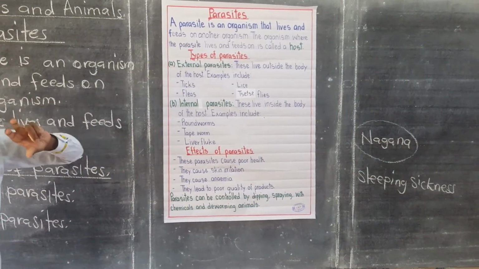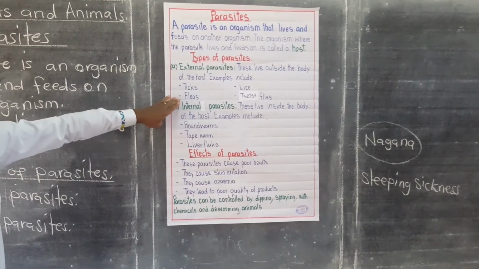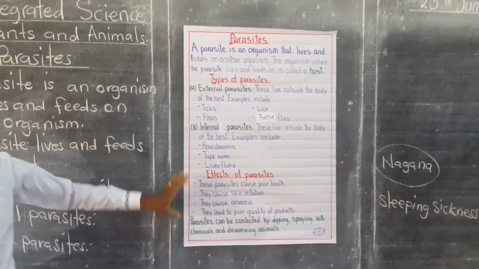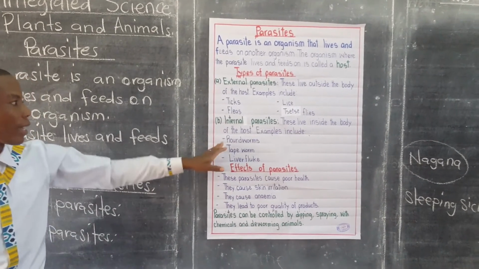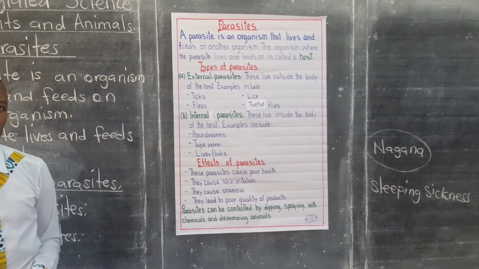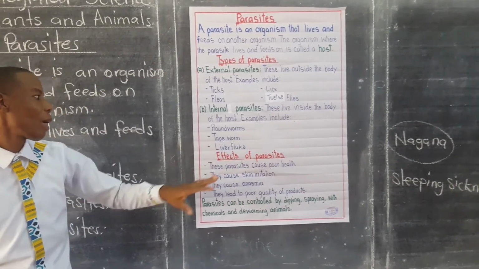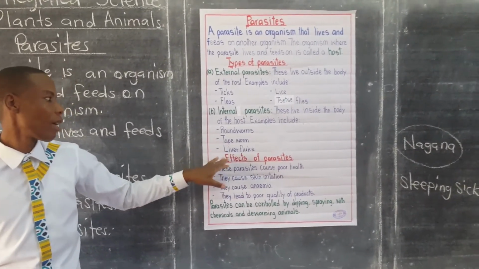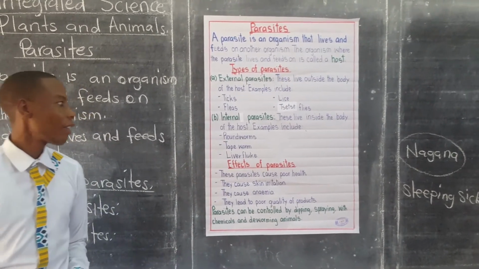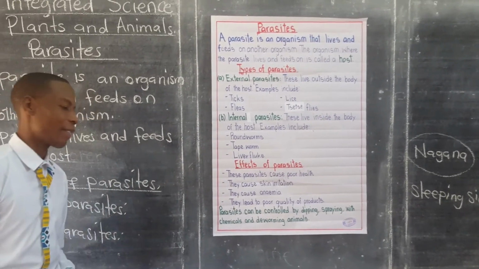Now, these are the examples of what? External parasites. Once more, we have ticks, we have fleas, we have lice, we have flies. Let us look at examples of internal parasites. Like we said, these live inside the body of the host. Examples are roundworms. We have tapeworms. We as well have a liver fluke. So these are the examples of internal parasites.